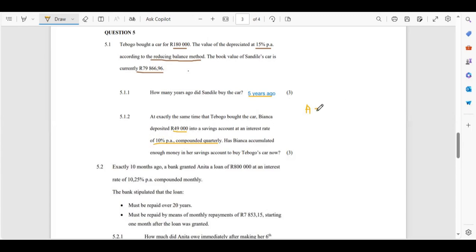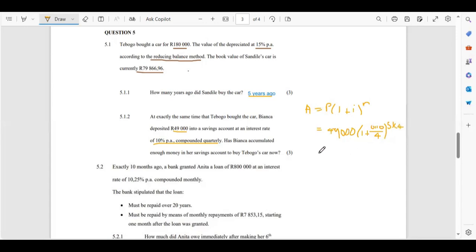So A is equals to P(1 + i) all to the power n. Now let's substitute what we have. So what is the present value? This is the amount she invested, which is 49,000. So this is 1 plus, and the interest is 10%, so 0.10, and it's compounded quarterly, so I would have to divide this by 4. And my n, which is the number of years, is 5. And remember, it's compounded quarterly, so I would have to multiply this n by 4.